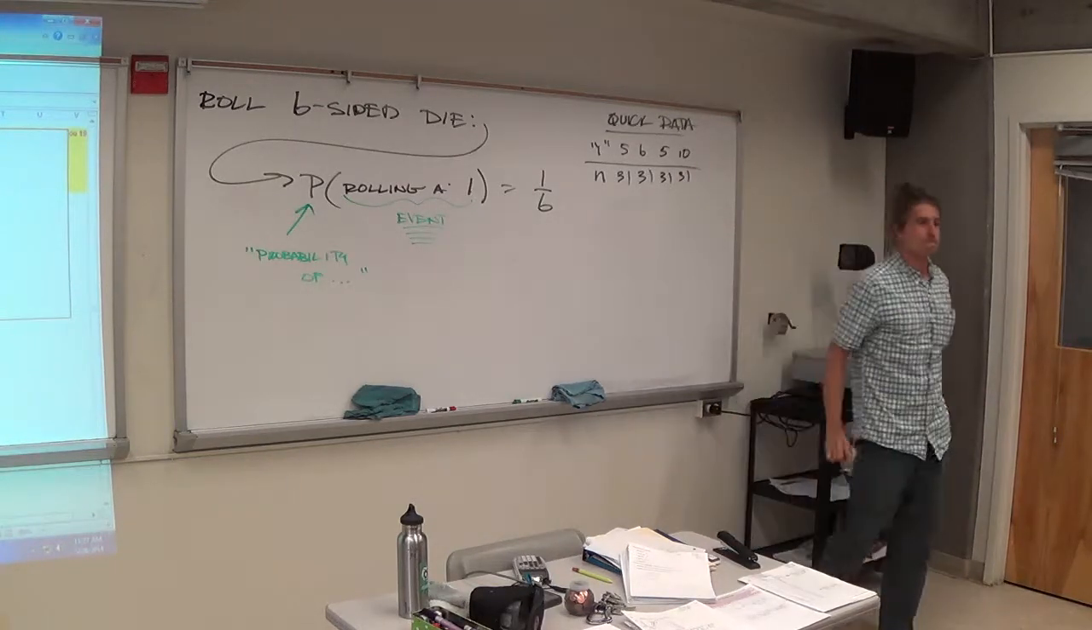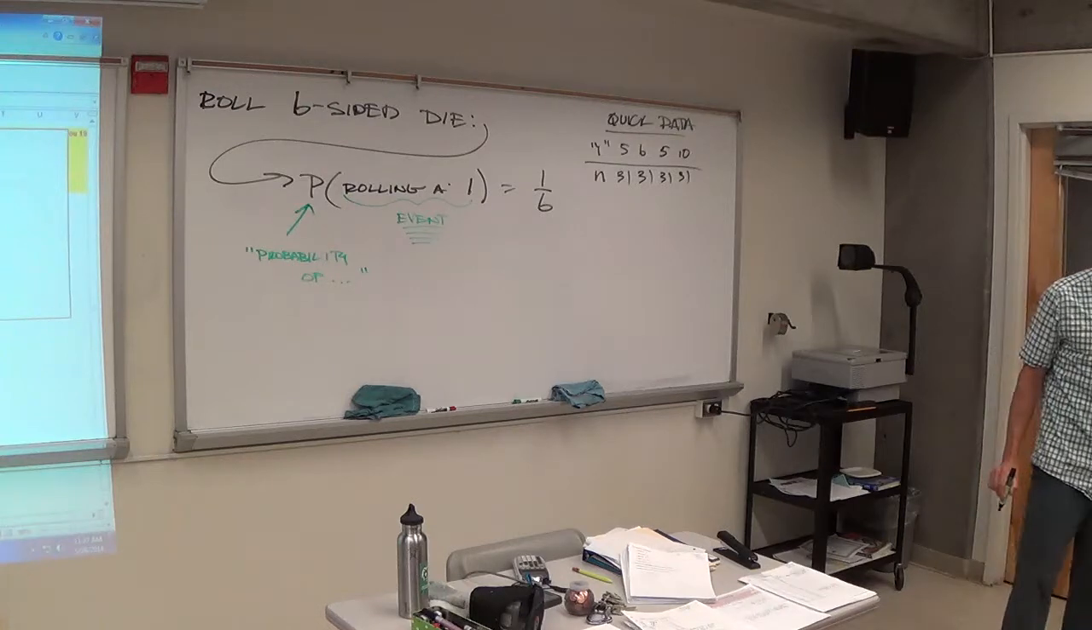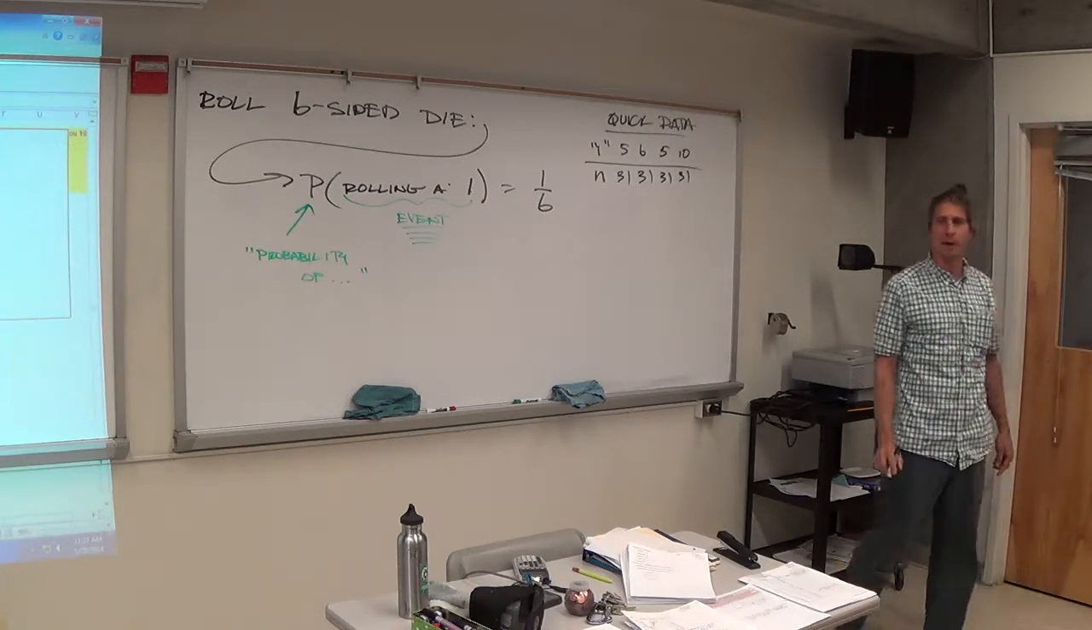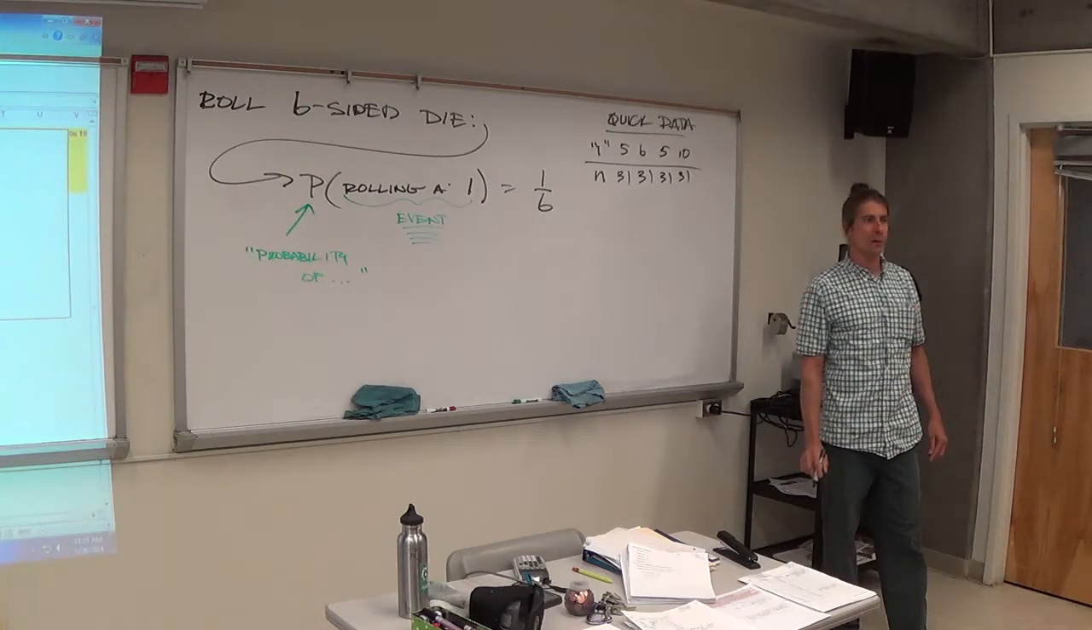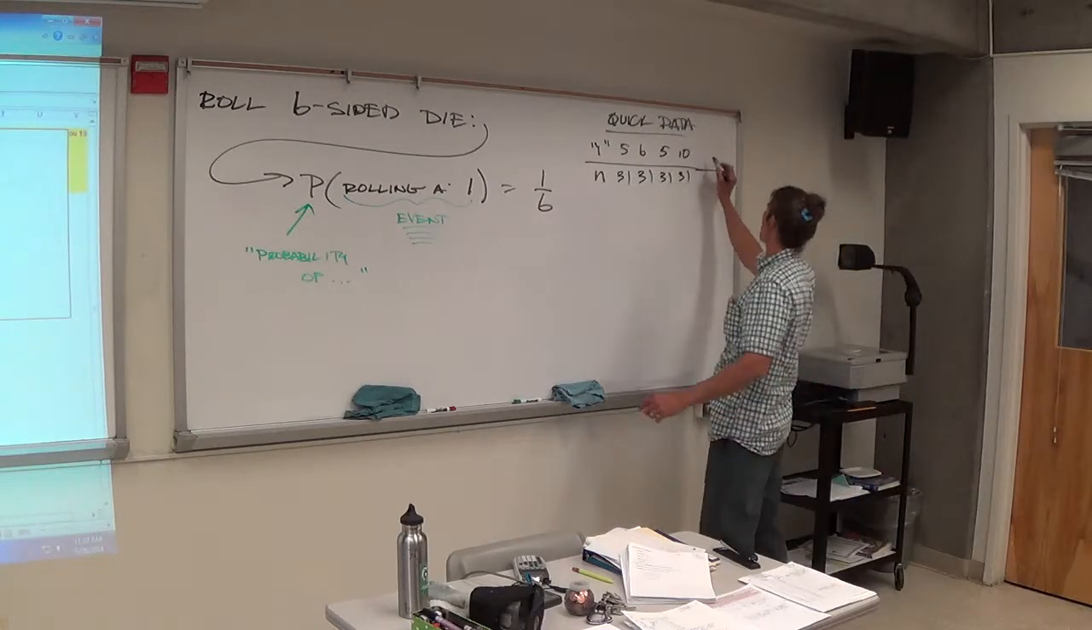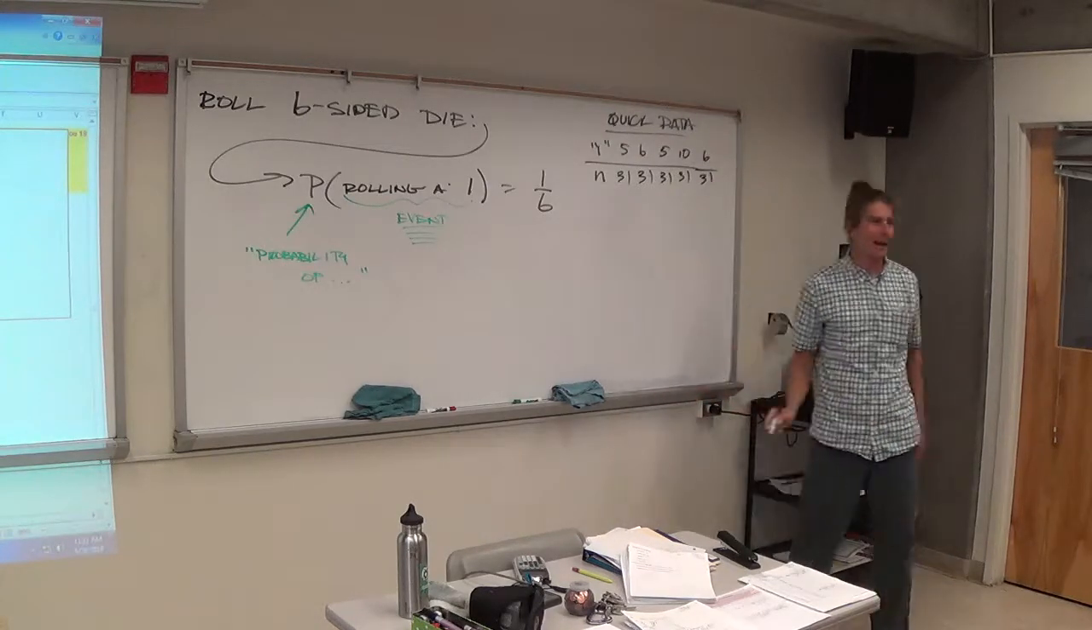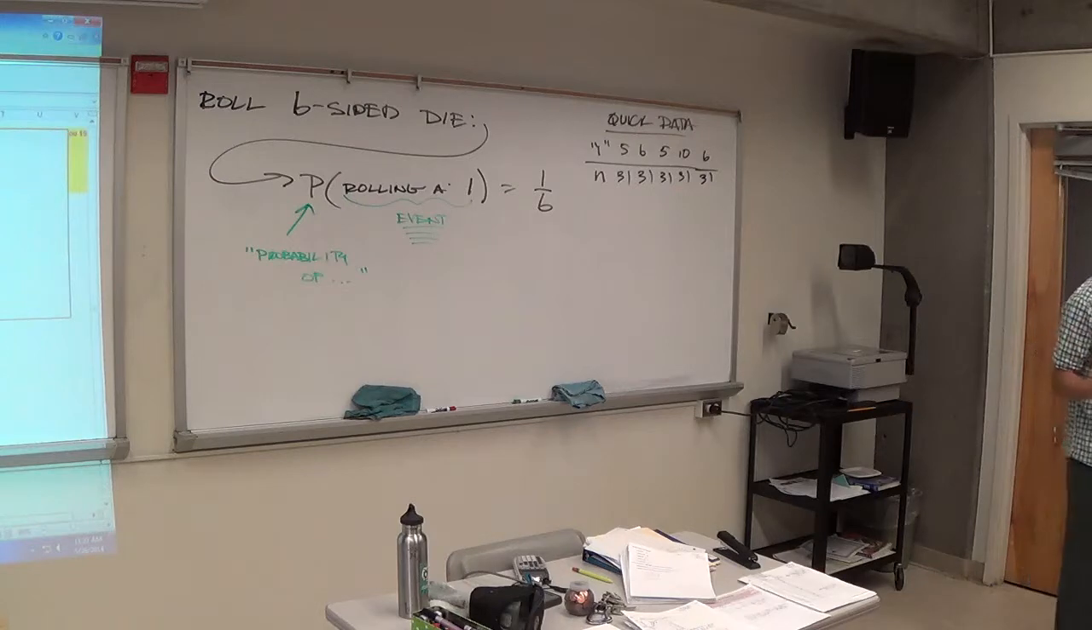Do it again. Couple more times. Hands if you got a 1. 1, 2, 3, 4, 5, 6. I heard a very adorable comment. I don't like this die. I like that comment a couple back. That was adorable. I love that.